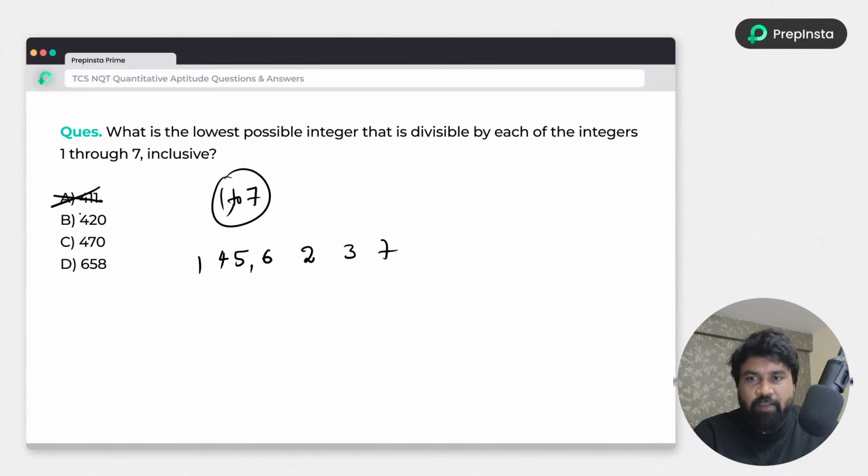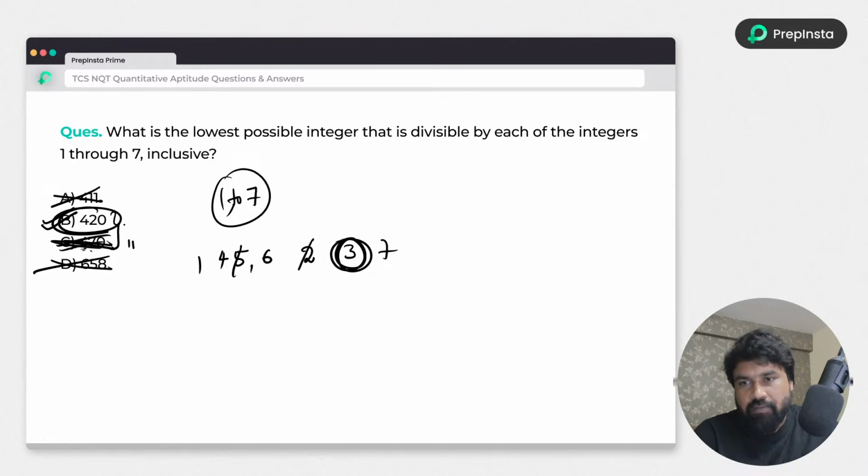This is not a 5 multiple. This is not a 5 multiple. 5, 2, so it must be a 10 multiple. Next, the sum of the digits must be a 3 multiple. 4 plus 7 is 11, so it is not a 3 multiple. So the answer is option B. I don't have to calculate the answer, I can eliminate the options.